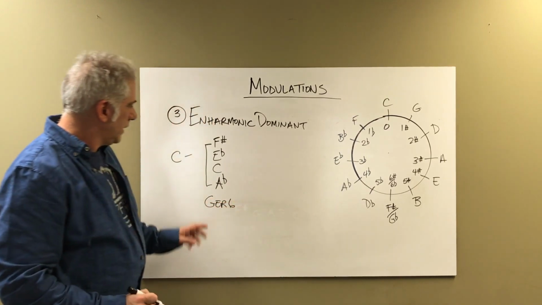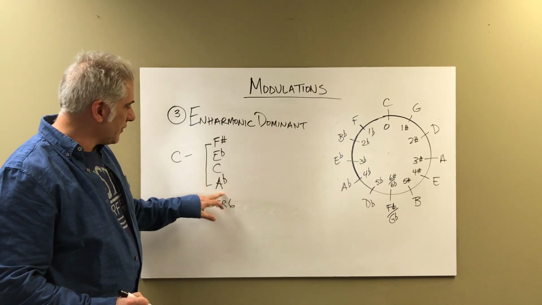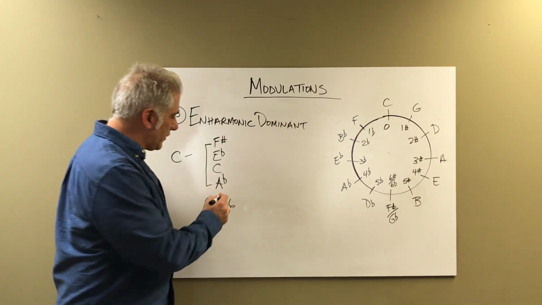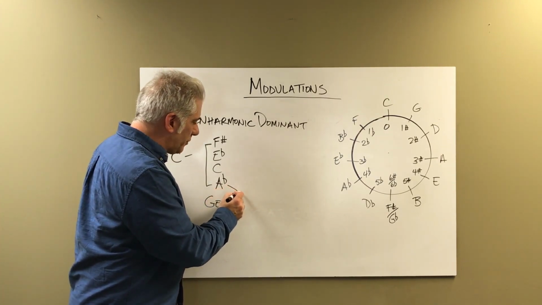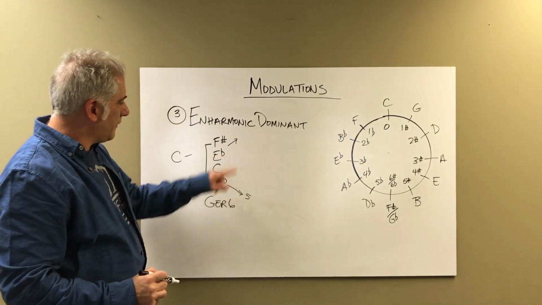Now, if we respell this chord, see it's built on the flat 6, and one of the reasons is that the typical voice leading of an augmented 6th chord is that the flat 6 moves down to the 5th of the dominant chord, and the F sharp moves up to the 5th.